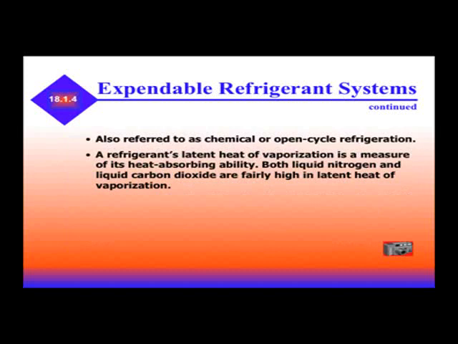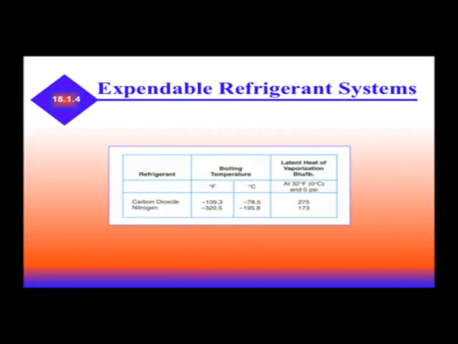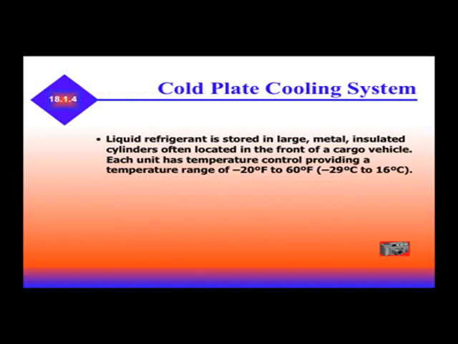A refrigerant's latent heat of vaporization is a measure of its heat absorbing ability. Both liquid nitrogen and liquid carbon dioxide are fairly high in latent heat of vaporization. The carbon dioxide boiling temperature is negative 109.3 degrees Fahrenheit and nitrogen is negative 320.5. The latent heat of vaporization for carbon dioxide is 275 BTUs per pound and nitrogen is 173 BTUs per pound.